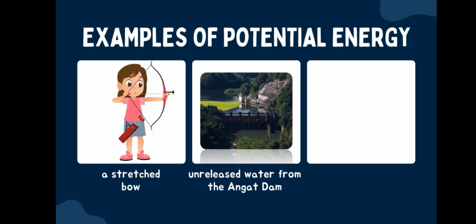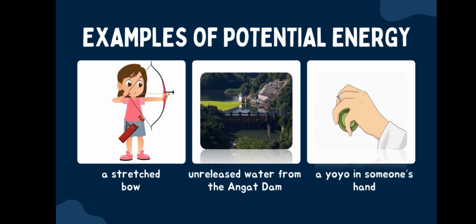Unreleased water from the Angat Dam. Water stored possesses potential energy due to its elevated position, massive volume, and confinement. As the water remains unreleased, its potential energy builds up. A yo-yo in someone's hand. This example portrays potential energy because of its elevated position above ground level. The tension in the coiled string and the yo-yo's mass all contribute to stored energy.